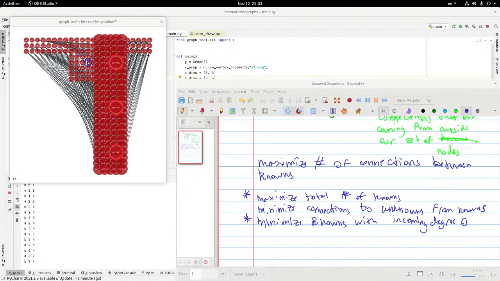So the knowns with incoming degree 0 are going to be all of these guys, right? No matter what partition they fall in, these will always be, by definition, knowns. And I want to find the correct partition that makes the maximum amount of these be knowns as well. Or these and these. So how do I do that? I don't know.